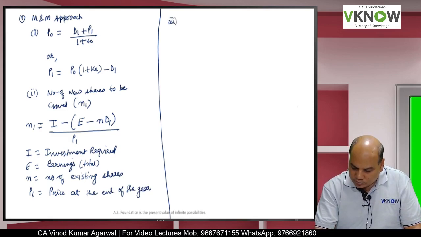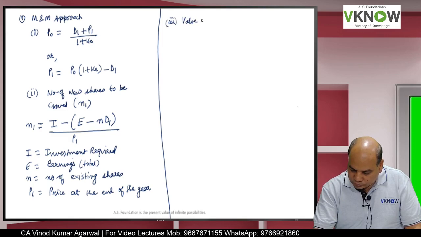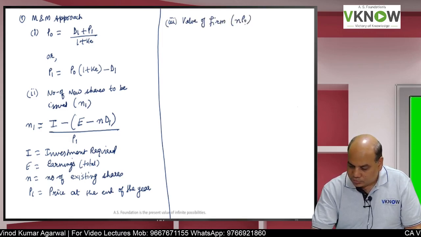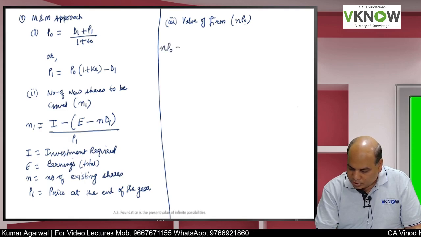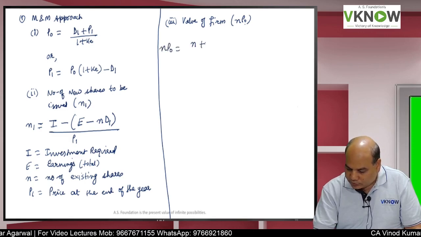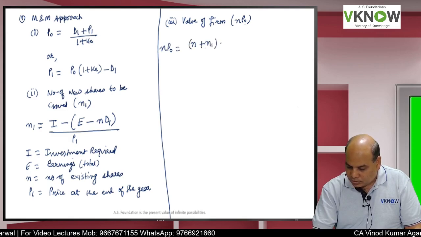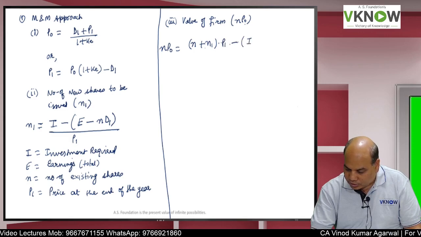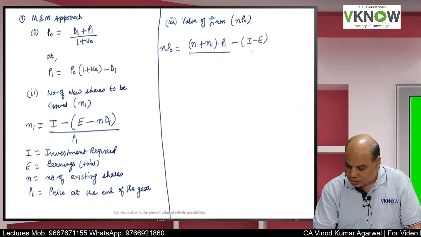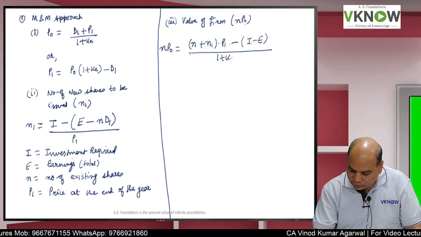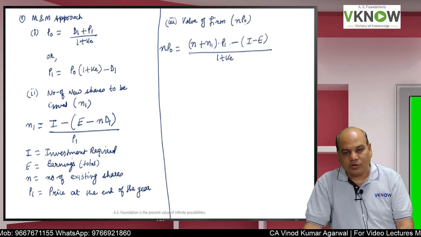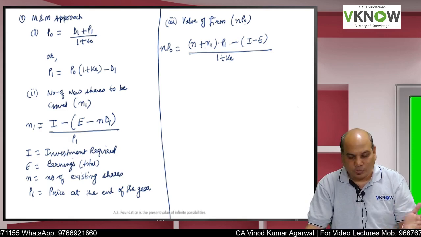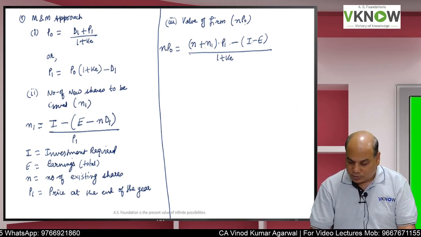And the important formula is the third one, value of firm, which is written as NP0. So NP0 equal to N plus N1 into P1 minus in bracket I minus E, upon 1 plus K. K means cost of equity. N1, P1, I and E I have already written in the second formula.